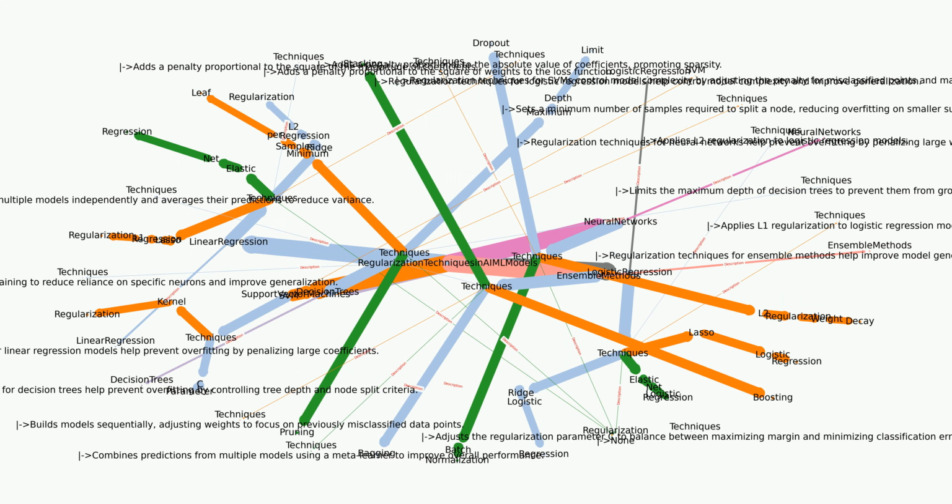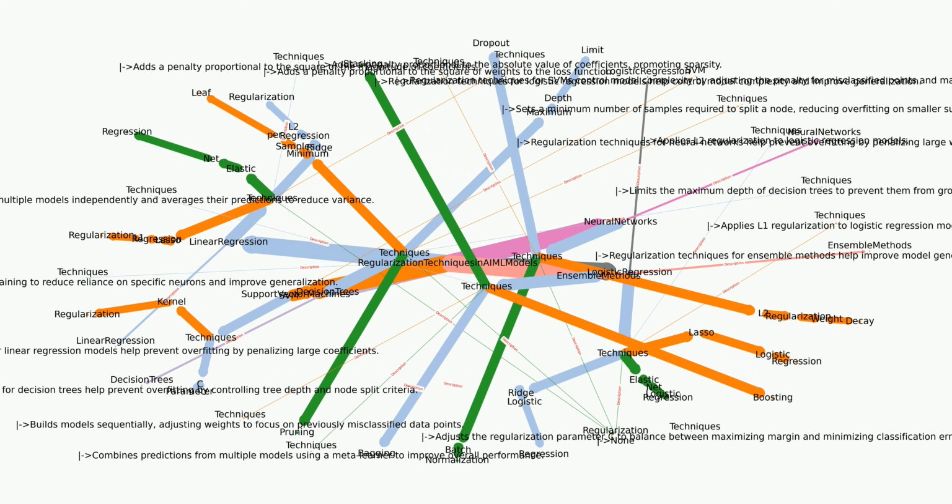Logistic regression. Description: Regularization techniques for logistic regression models help control model complexity and improve generalization. Techniques. Ridge logistic regression. Description: Applies L2 regularization to logistic regression models.